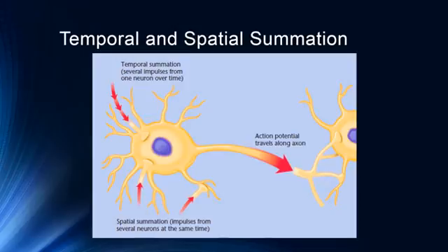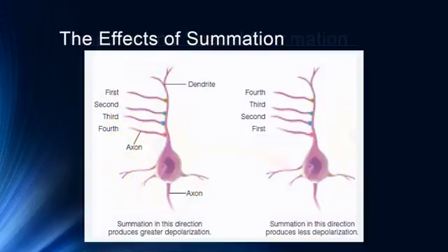So temporal summation and spatial summation can work together. It might be 2 people, or one person shoves you a couple times and one shoves you once. All of these things can combine together. And that's an analogy that you can use when thinking about temporal and spatial summation.